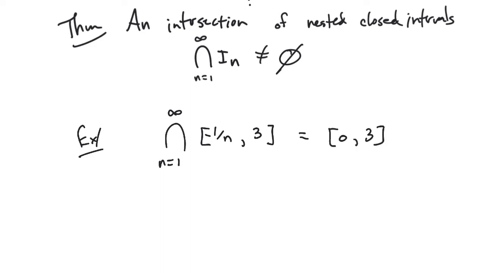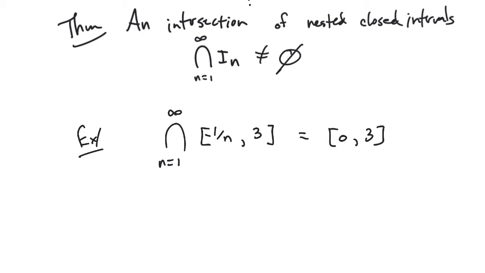You're just asking which points are in all of those intervals. All those intervals include all the positive numbers between 0 and 3. They also all include the number 0, but they don't all include any specific negative number, all right? I don't know if that's obvious, but I want you to think about it a little bit.